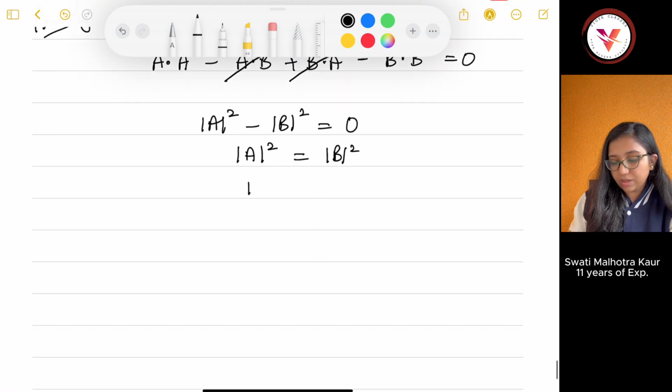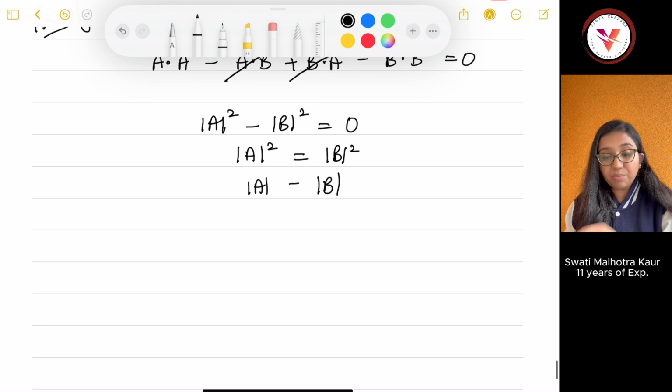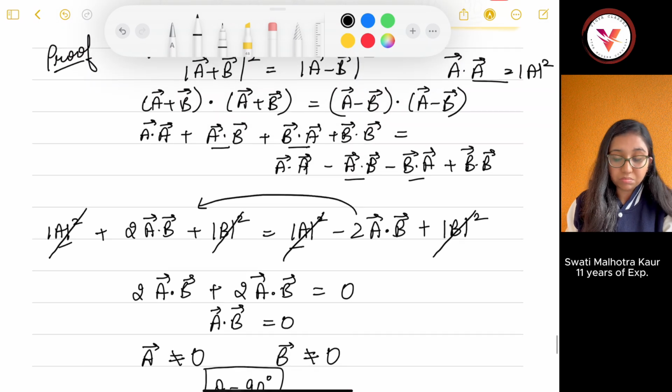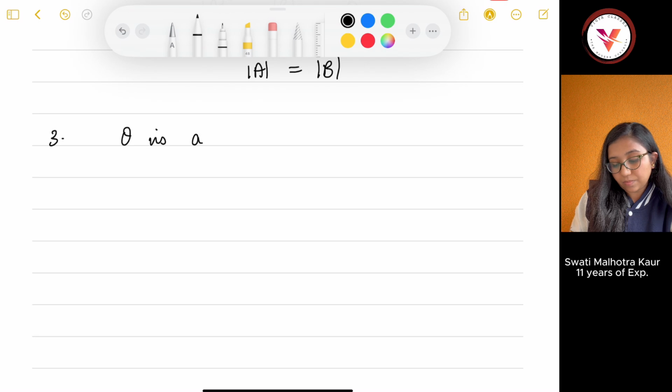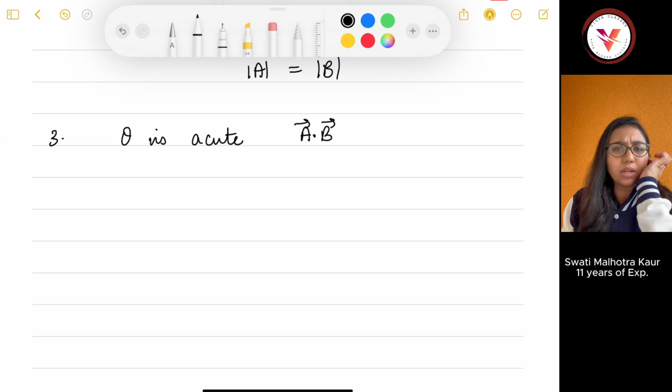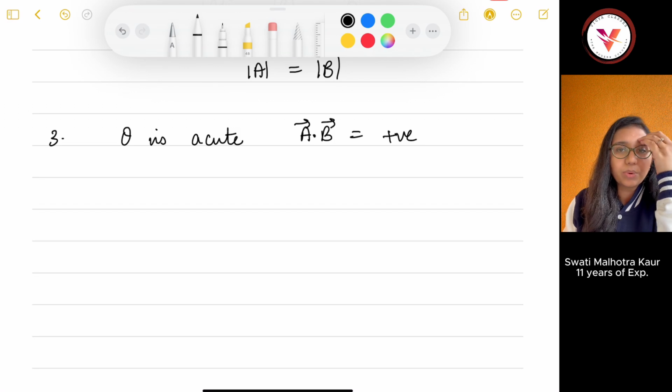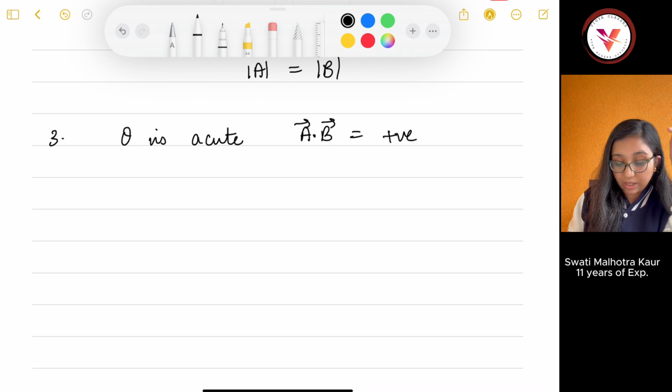So your magnitude of A becomes equal to magnitude of B. So that's the second tip. Just remember these two tips, which are essential. Next, third is, if theta is, let's say, acute, your A dot B is something positive. Now this can be helpful while calculating work. Work is a dot product of force and displacement. So as per the theta angle, you can say that the work is positive or negative. You have already learned that.